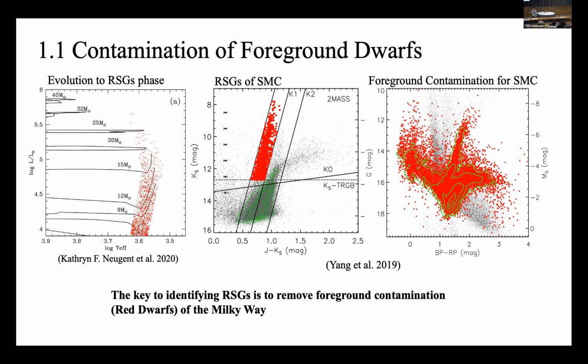However, because we are located on the disk of the Milky Way, there are actually a lot of foreground dwarfs inside the target galaxy, as shown in the right panel. The gray dots represent the foreground dwarfs of the Milky Way. Hence, the key to identifying RSGs is to remove the foreground dwarfs of the Milky Way. Once we obtain a decontaminated CMD, we can identify the RSGs on the CMD using such cut lines.